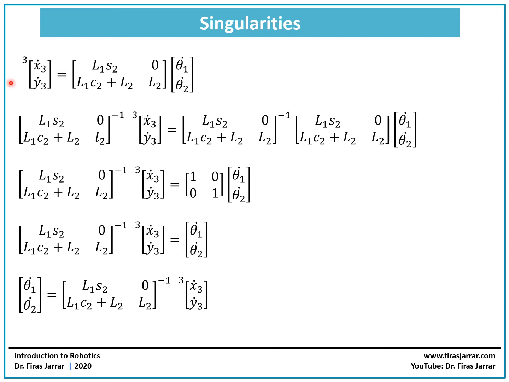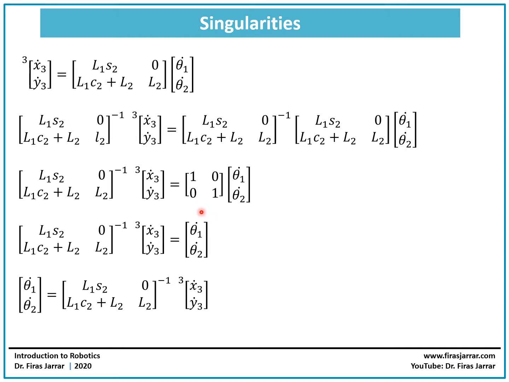So if we multiply both sides of this equation by the inverse of the Jacobian matrix, we have the multiplication of the matrix by its inverse. We already know that if you multiply a matrix by its inverse, this gives you the identity matrix, as we can see here. And multiplying by the identity matrix is similar to multiplying a number by 1, which gives you the same number, or in this case the same column matrix.